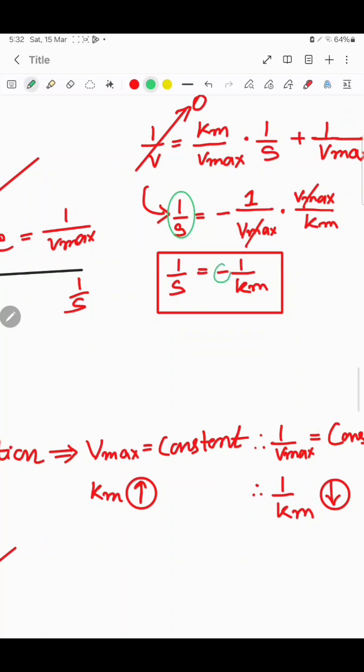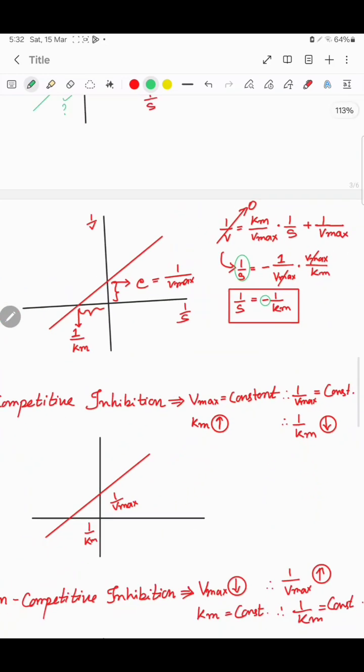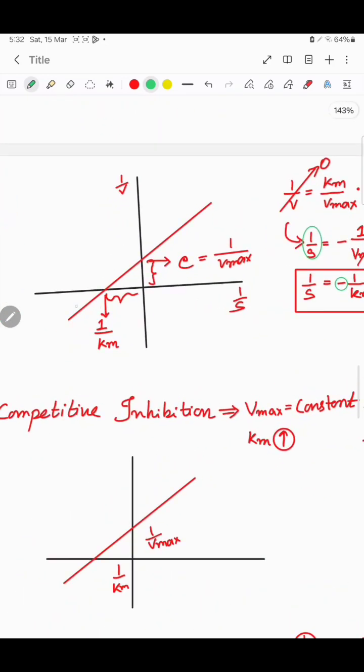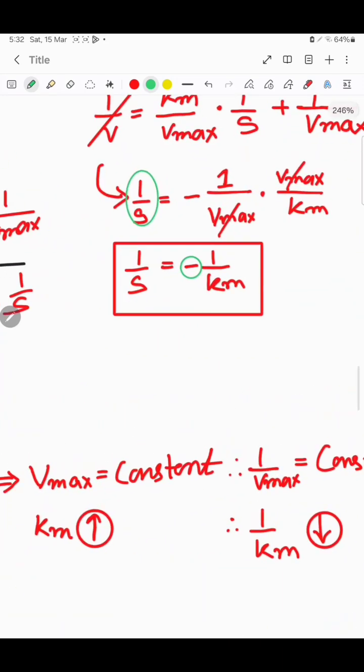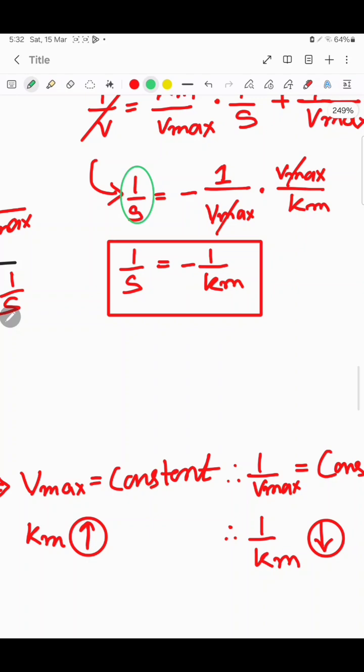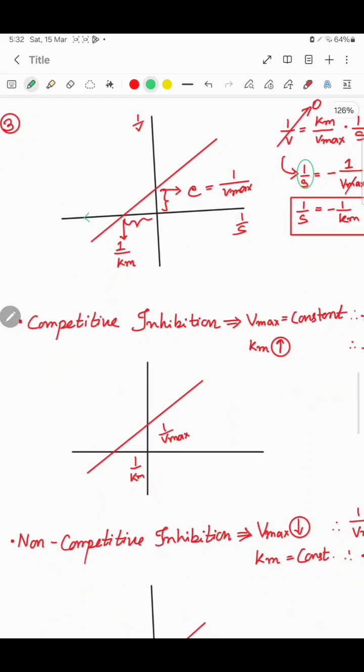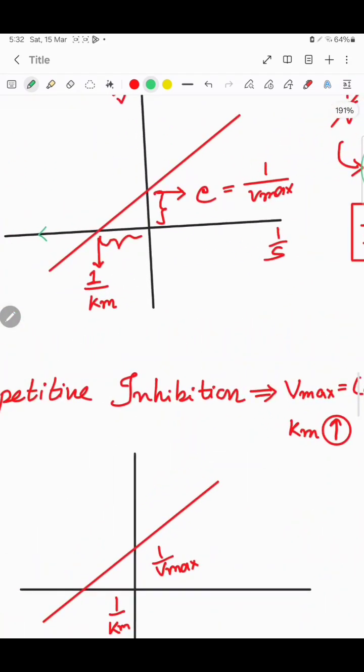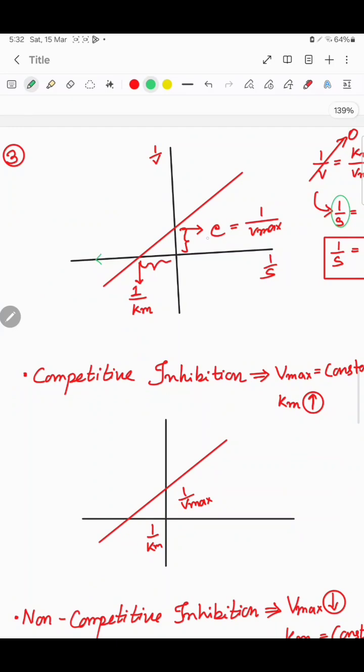You can see there is a minus, but the x plot is actually a negative plot, so this minus will not mean anything. Now we know the two intercepts of this curve. The y-intercept is 1 by Vmax, and the x-intercept is 1 by Km.